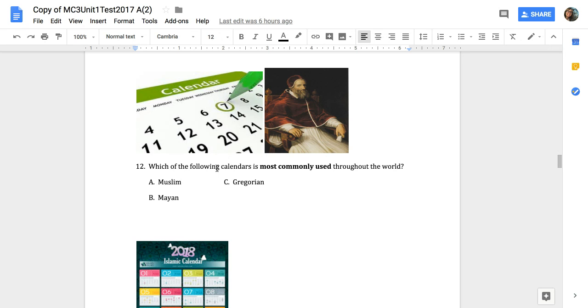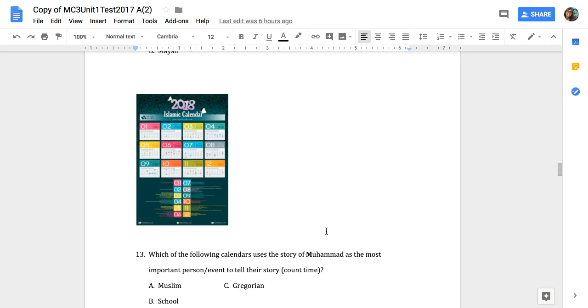Number 12, which of the following calendars is most commonly used throughout the world? This is the Pope it was named after. And this is an image of the calendar. A, the Muslim calendar. B, the Mayan calendar. Or C, the Gregorian calendar.